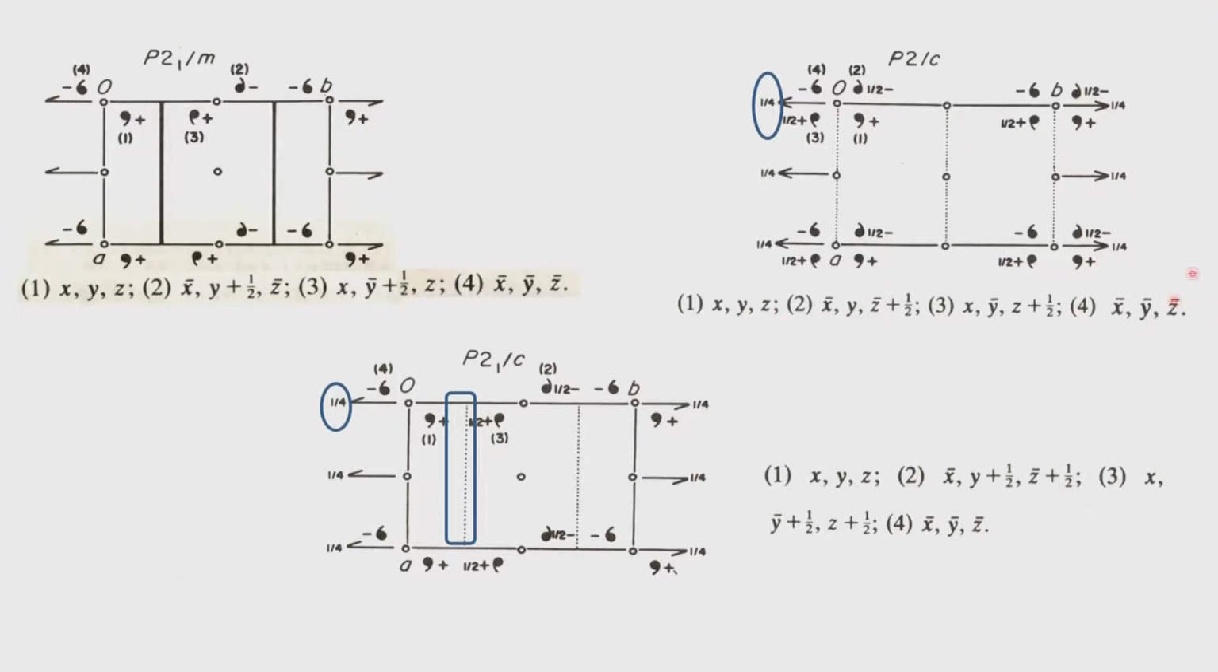So you see here that the 1 to 2 operation involves the two-fold operation, but the two-fold operation is now at 1/4 the distance along the C direction. So it becomes z bar plus half. So it is x bar y z bar plus half. X bar z bar will tell us that it is a two-fold rotation. The presence of half will tell us that the two-fold axis is located 1/4 along the C direction.